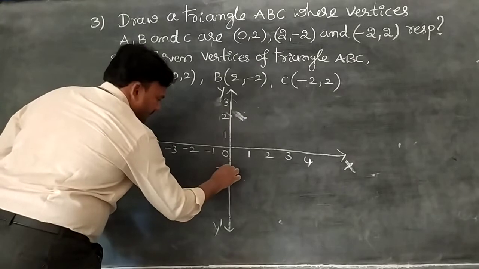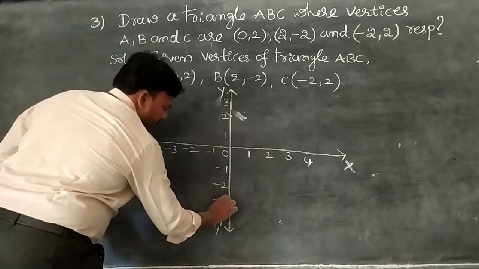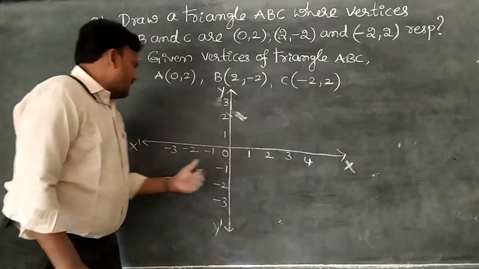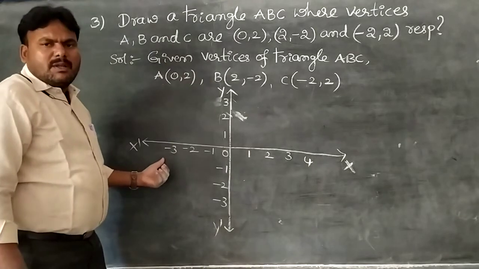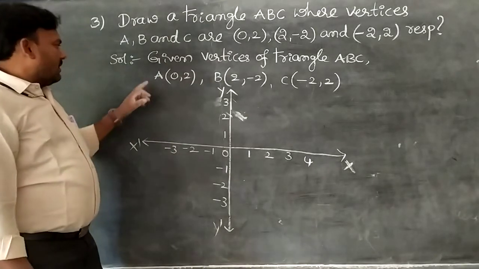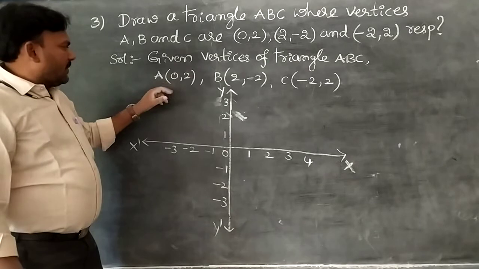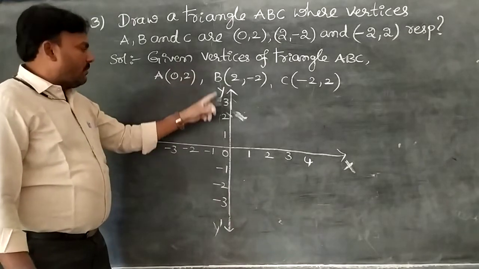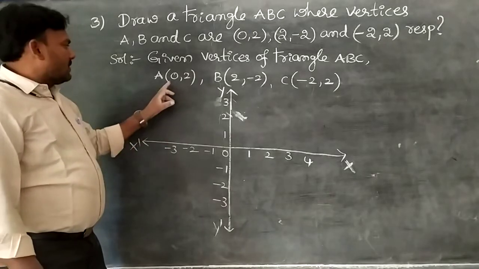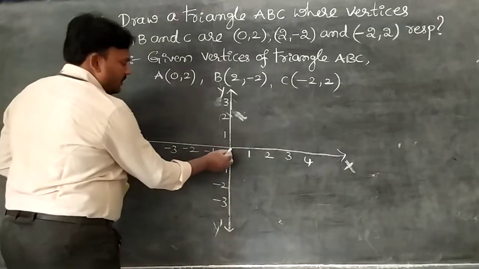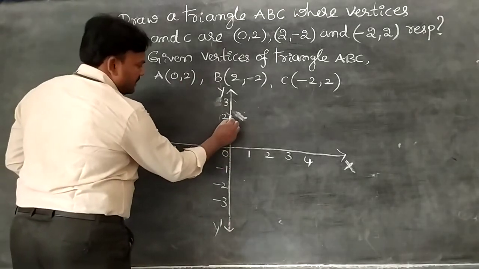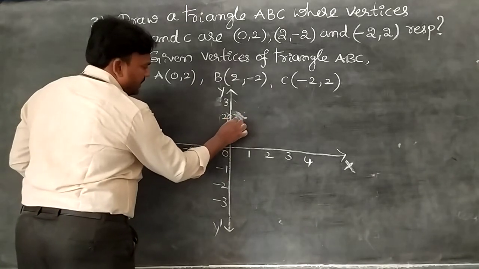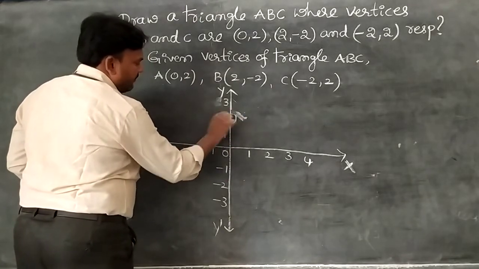Next, downside: minus 1, minus 2, minus 3, and here 4. You can take minimum values also, no problem. So first, A: 0. When the x coordinate is 0, on the y axis we know very well, x value 0, y value 2, students. Use a dot circle. This is A.